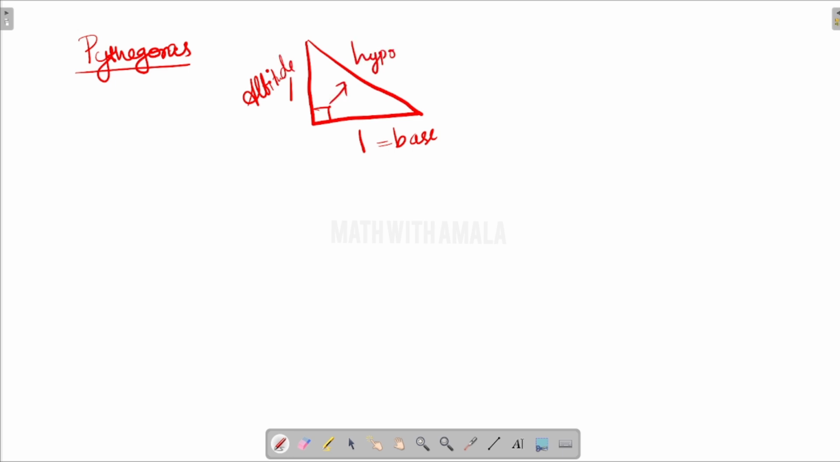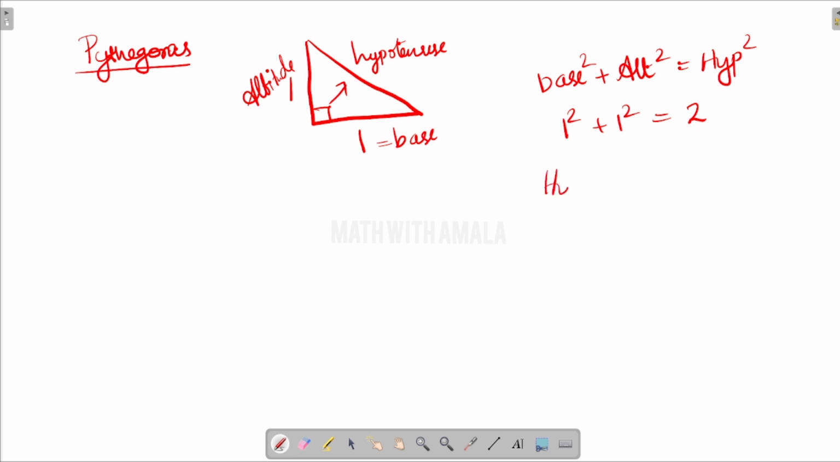So it is related to a right angle triangle and it is proposed by the famous mathematician Pythagoras, and here we consider a right angle triangle with base, altitude and hypotenuse. So the Pythagoras theorem is base square plus altitude square is equal to hypotenuse square. The peculiarity of this right angle triangle is that the base and altitude are 1. So we have to find the length of the hypotenuse.